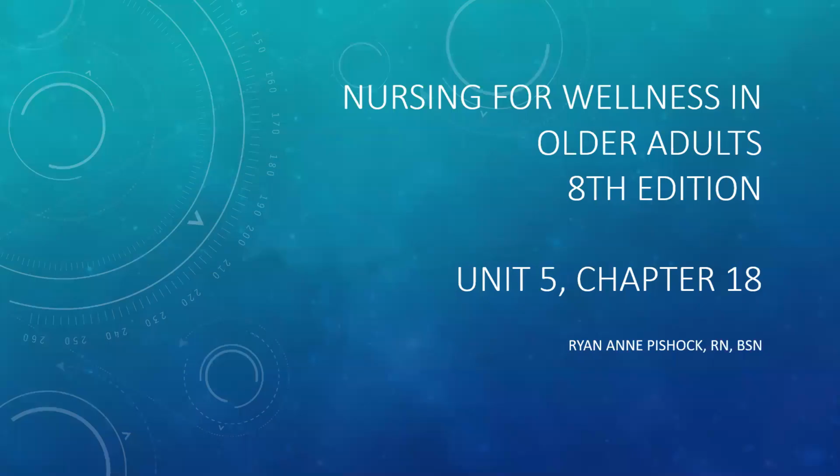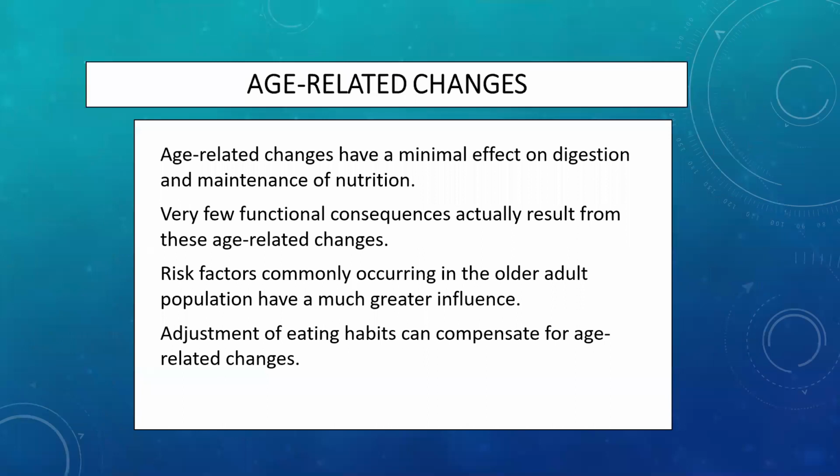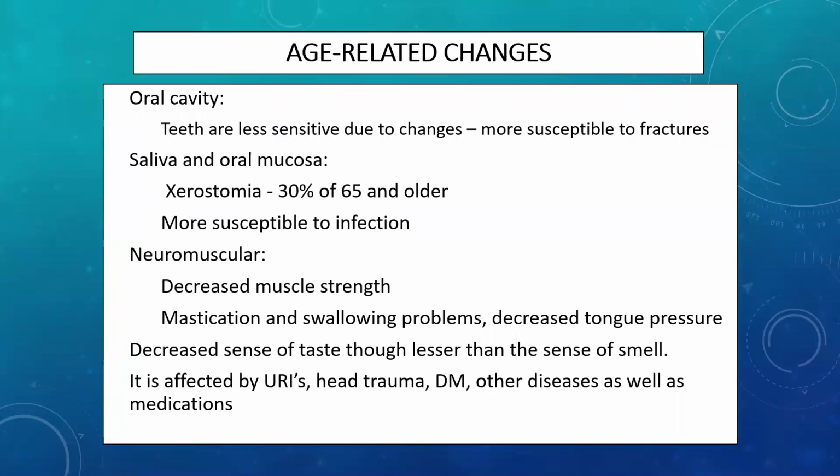The age-related changes, again, we're going to start off with them. They have a minimal effect on digestion and maintenance of nutrition. Surprise, surprise. There's very few functional consequences that actually result from these age-related changes, so that is awesome. It's the only chapter you'll find that in. Risk factors commonly occurring in the older adult have a much greater influence, and adjustment of eating habits can really compensate for any type of age-related changes that they might experience in this realm.